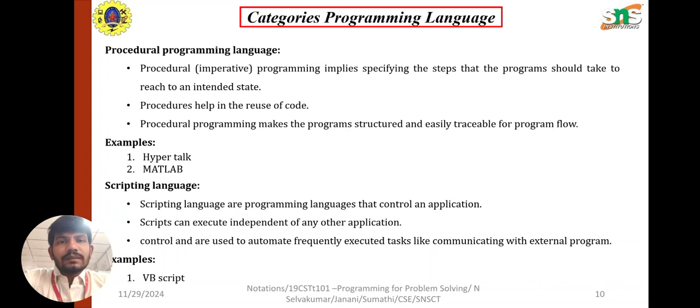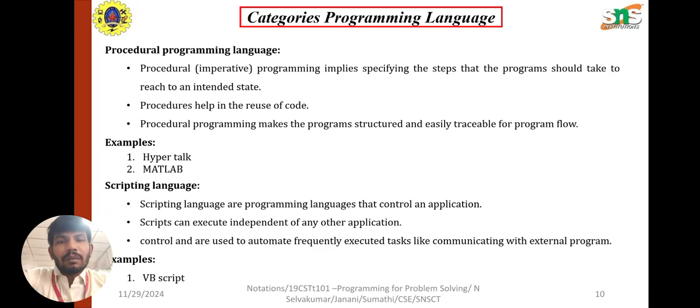Procedural programming languages. Procedural programming implies specifying the steps that the program should take to reach the intended state. Procedures help in the reuse of code. Procedural programming makes the program structured and the program flow easily traceable. Examples are HyperTalk and MATLAB. Scripting languages. Scripting languages are programming languages that control an application, and scripts can execute independent of any other applications. They are used to automate frequently executed tasks like communicating with an external program.